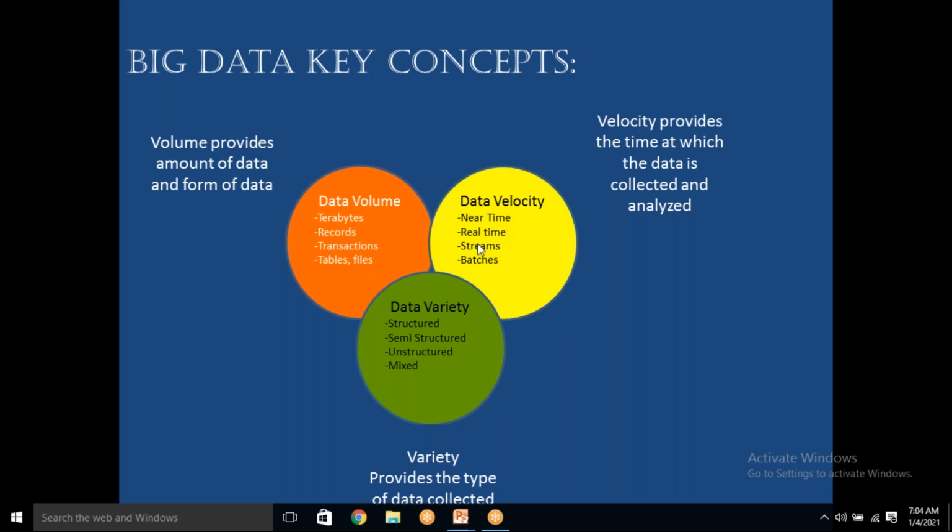Why do you have 2 separate sections for real time and streams? There is no difference between real-time and stream, Arjun. I just mentioned streams because if somebody says stream processing, you should not be confused. That's why I mentioned streams as well. Stream and real time are both the same. Okay, thank you all.